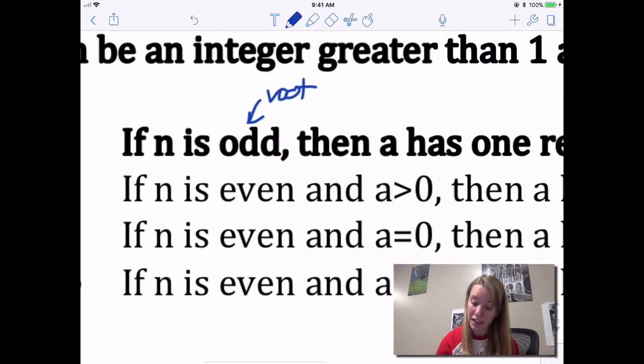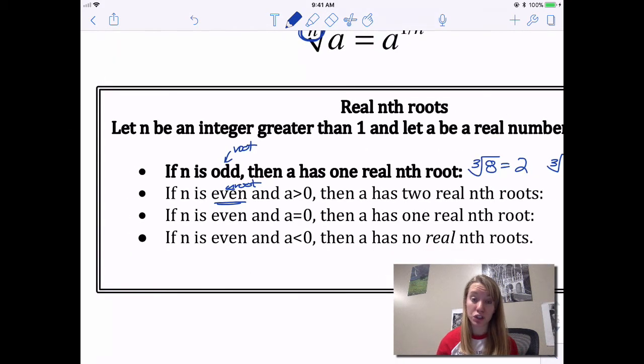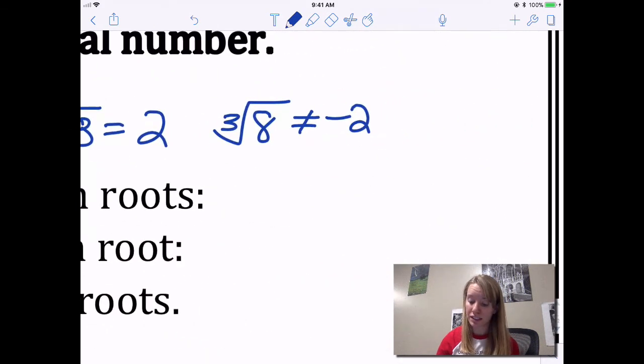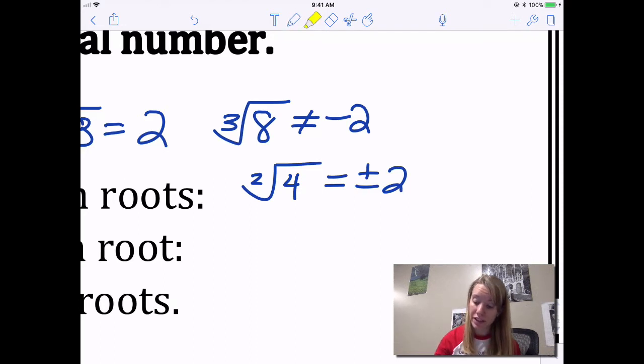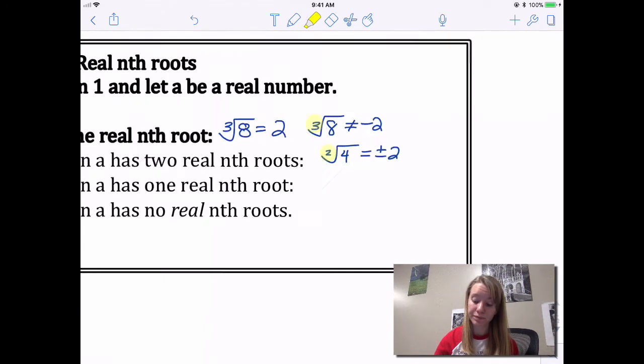However, when n is even, so it's an even root, and a is greater than 0, then a has 2 nth roots. So that's like when I've got the square root of 4, I've really got plus or minus 2, because 2 times 2 is 4 and negative 2 times negative 2 is 4. So this being even or odd is going to make a really big difference for us.